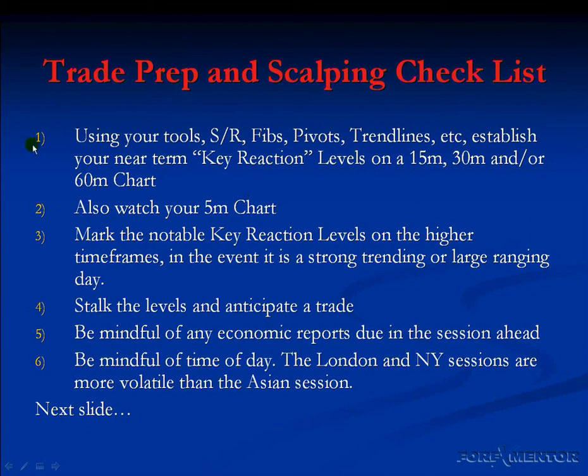Just a bit of a trade preparation and scalping checklist for you. The tools that you're using are support, resistance, fib levels, pivots, trend lines, etc. Establish your near-term key reaction levels on a 15, 30-minute and or 60-minute chart. Watch your 5-minute chart closely when you start nearing those levels. And of course, when the market starts to trend or move into a larger range, look at your higher time frames.